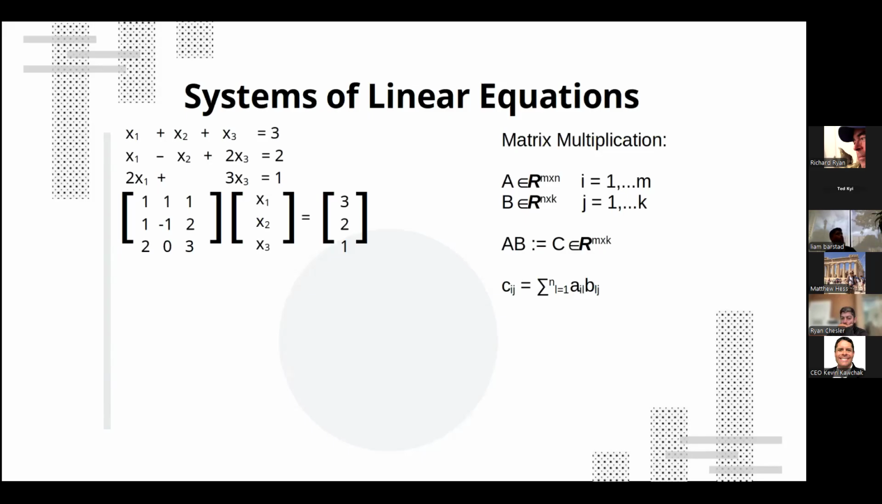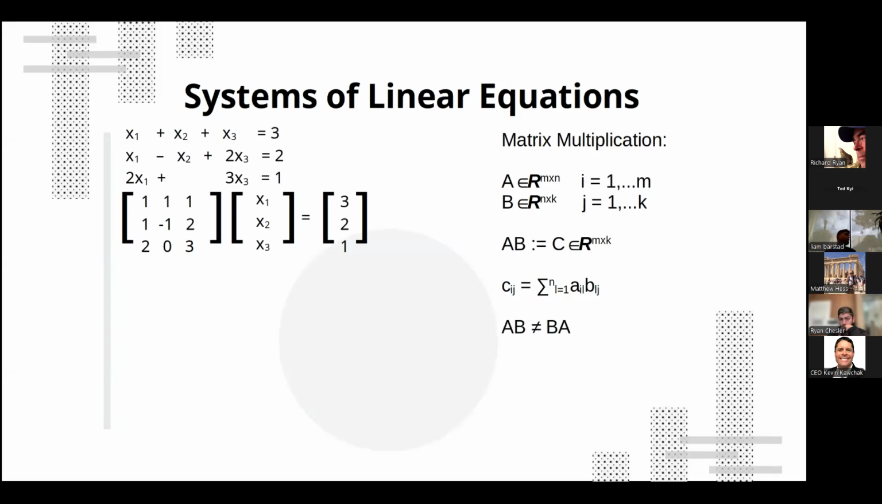And basically, each element in C is the sum of the corresponding row multiplied by the corresponding column. So if you look at the first row of the first matrix 1, 1, 1, you multiply 1 times x1 plus 1 times x2 plus 1 times x3, and on the right hand you get 3. So, and then you go down, so it is equivalent to that system of equations.